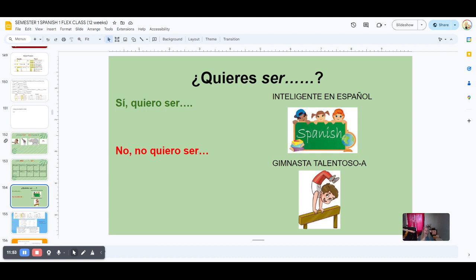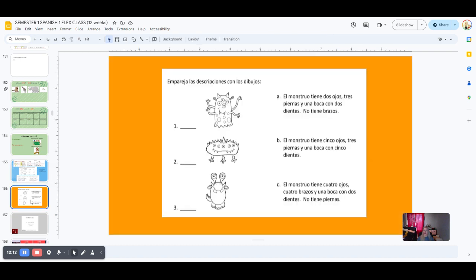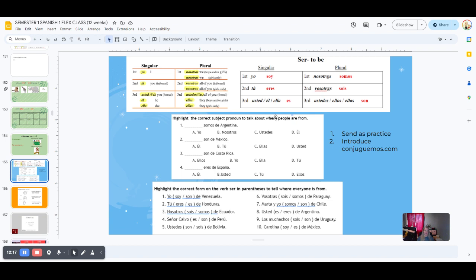And so there's another way to use ser. So ser kind of was our practice verb for the day. And I will send over some practice worksheets with the verb ser and some verb conjugation charts and subject pronoun charts so you can have some of the grammar. And again, conjuguemos.com if you'd like to go there and practice conjugating the verb. There's also some monster worksheets if you'd like additional practice. And I was going to see if I could switch my tab real quick here to show you conjuguemos.